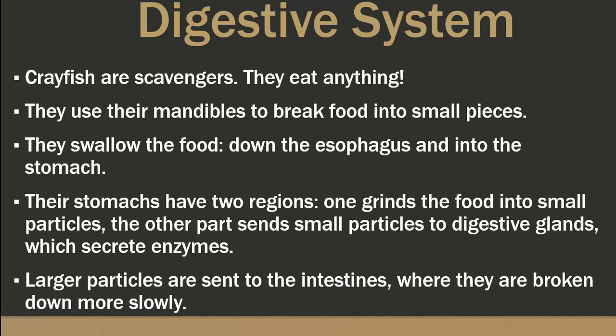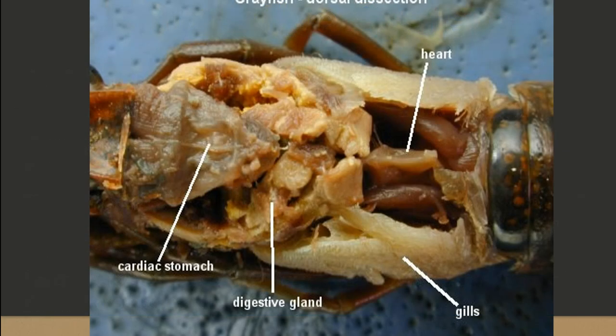Okay, so fairly complex. Here you can see they have the 2 parts of the stomach. The cardiac stomach is the one very close to the heart region right here. Here's some digestive glands. And I believe there's another stomach right there. We'll see that in the dissection. This is really similar to what our dissection will end up looking like. This is a preserved critter right here.